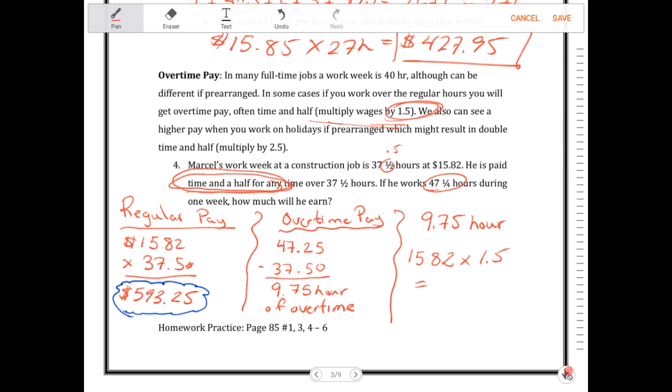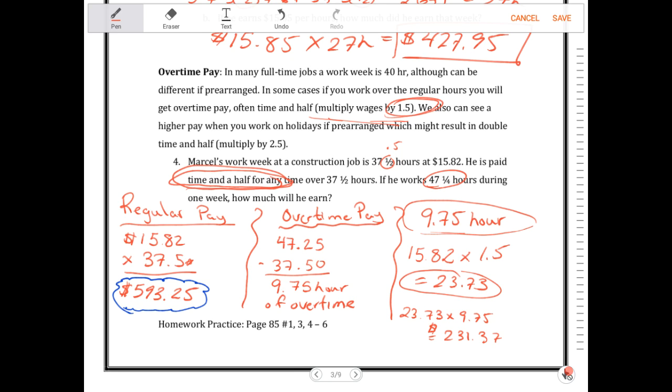So I'll do that for you right now. That gives you 15.82 times 1.5, which is 23.73. So that means for the overtime hours worked, this is the amount per hour. So to figure that out, we'll go 23.73 times 9.75, which is $231.37 about.